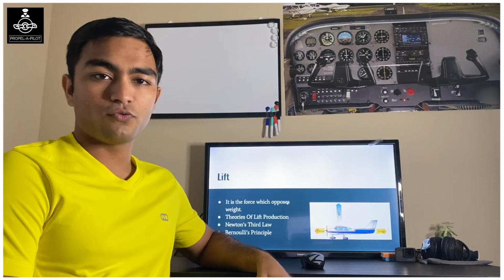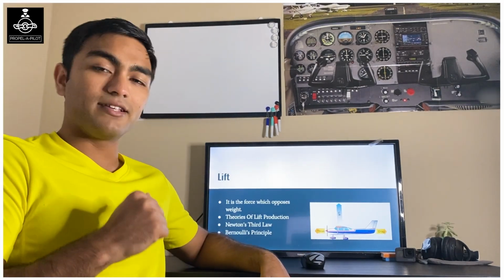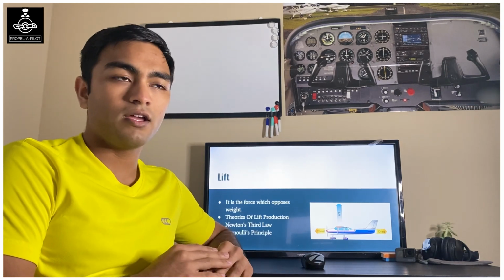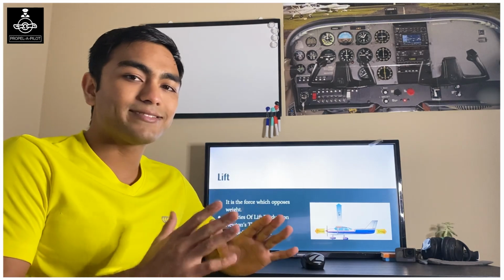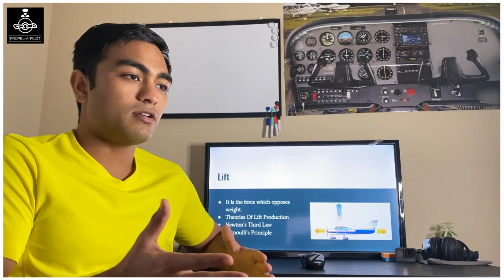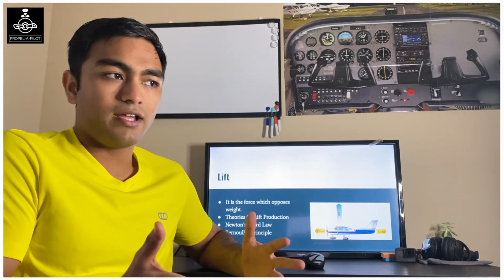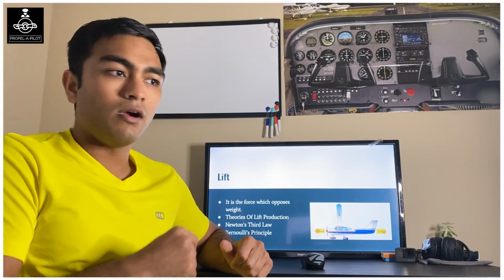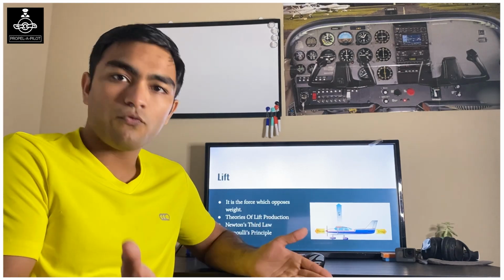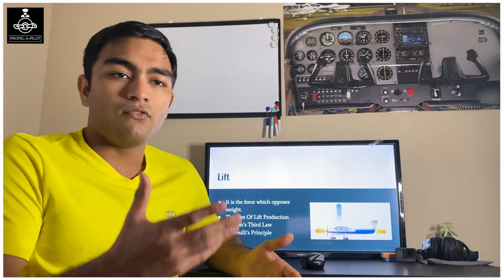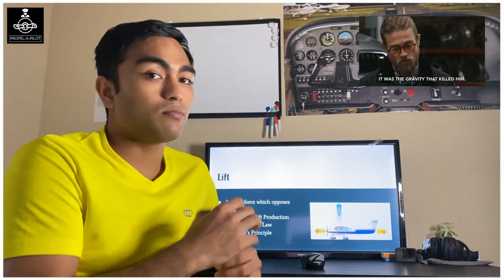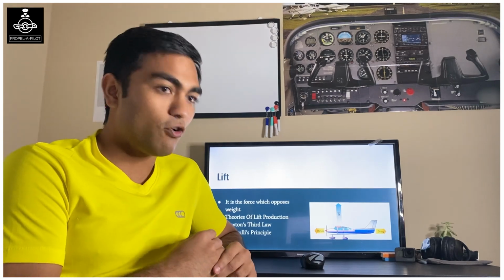Lift. It is the force which opposes weight. Lift is the key aerodynamic force. In straight and level flight, unaccelerated flight, when weight and lift are equal, an airplane neither climbs nor descends. It is in the state of equilibrium. The biggest challenge in making an airplane fly is weight, that is gravity. We have to create a force that is going to oppose and overcome the gravitational pull of the earth. And that is exactly what lift does.